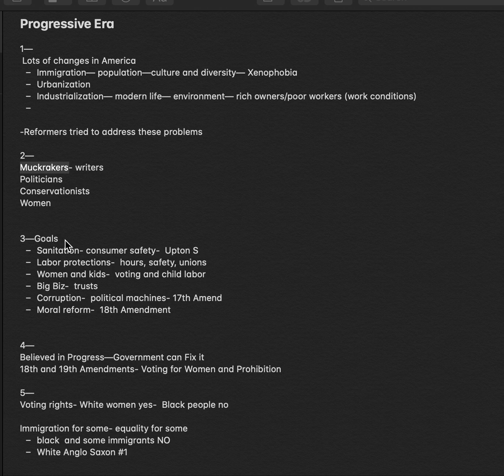Question number 3. Well, they wanted a safer society with better sanitation in the food industry. Upton Sinclair, we're going to talk about him if we haven't already. They wanted, and this is not everyone, because some people were all about one of these things. Some people were all about 2 or 3 or 4 of these things. Anyway, I'm just listing off some of the many stated goals.